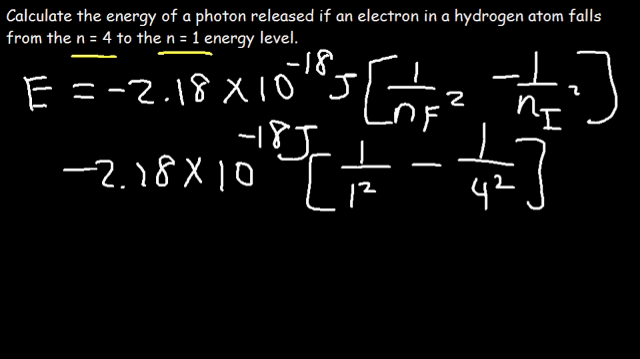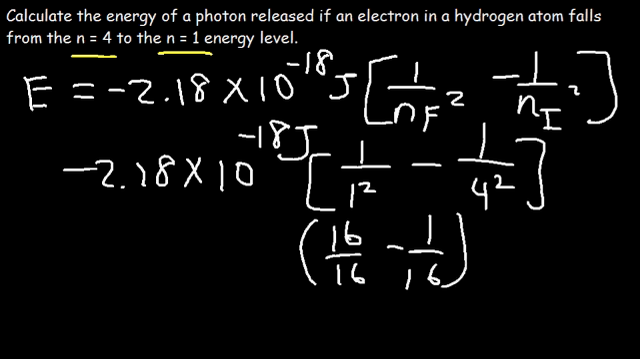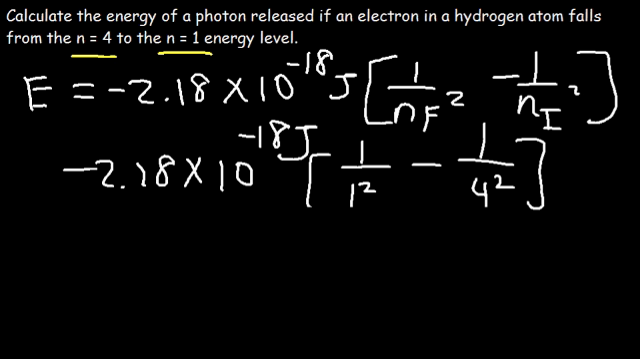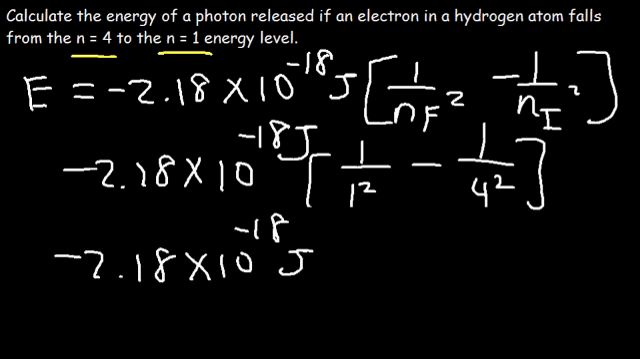So 1 over 1 squared, that's basically 1, which is 16 over 16. And 1 over 4 squared is 1 over 16. So that is equal to 16 minus 1 is 15. So this is 15 over 16. So it's going to be negative 2.18 times 10 to the negative 18 joules times 15 over 16. 15 over 16 is just under 1. So we can estimate the answer as being about 2 times 10 to the negative 18 joules.